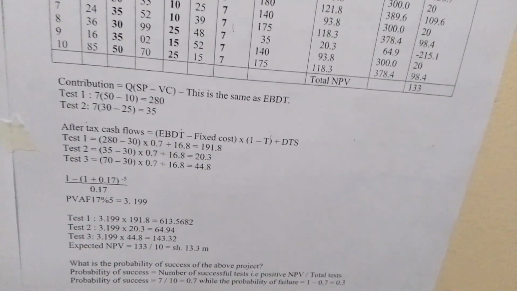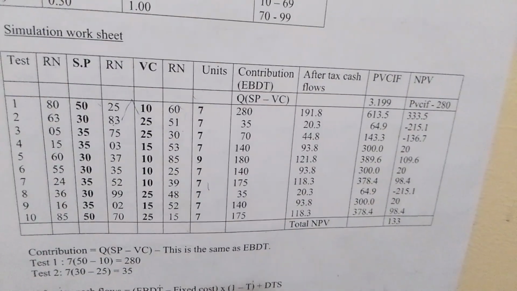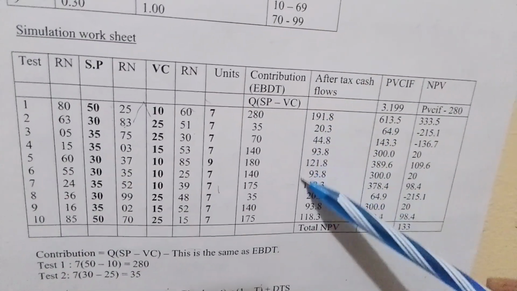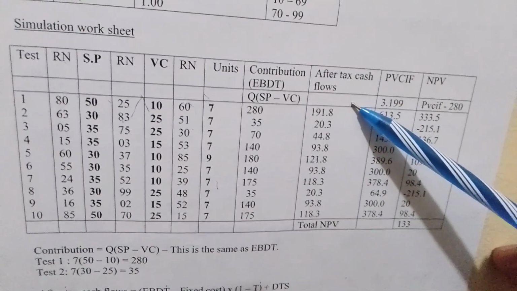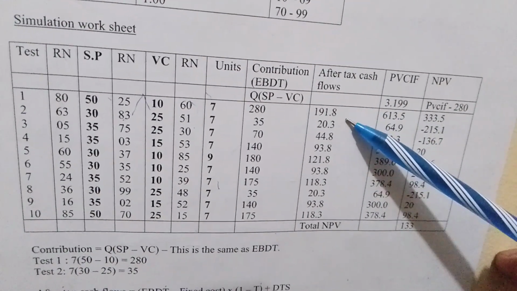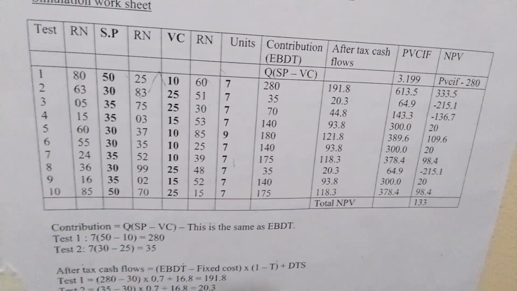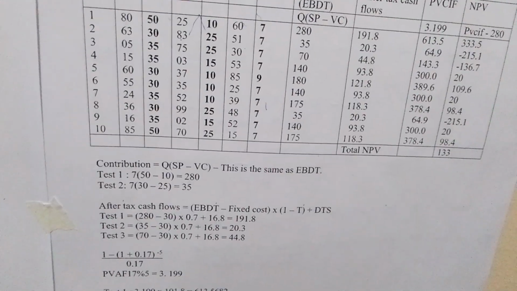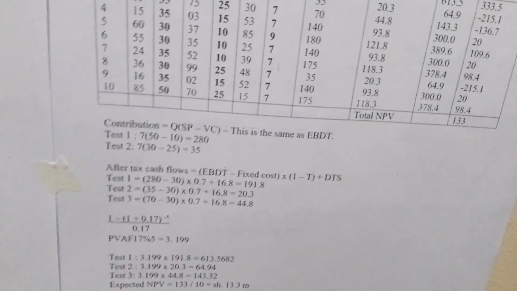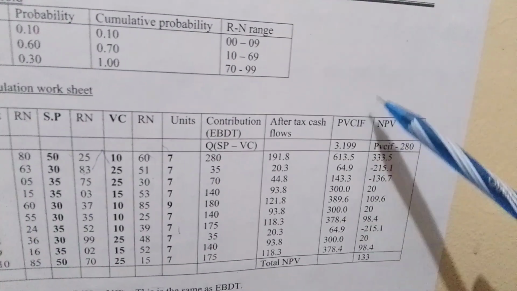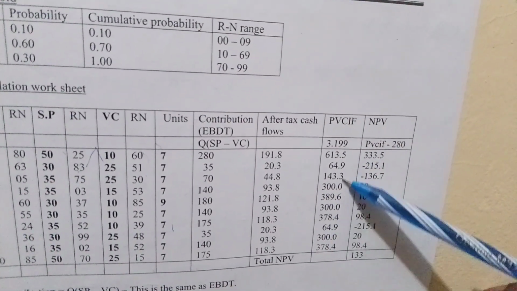That figure which you have gotten there, you'll be multiplying by the after-tax cash flows here. You multiply throughout this one by 3.199, all these figures, so as to get the present value of the cash inflows. And that is how you obtain the present value of the cash inflows, this column here.